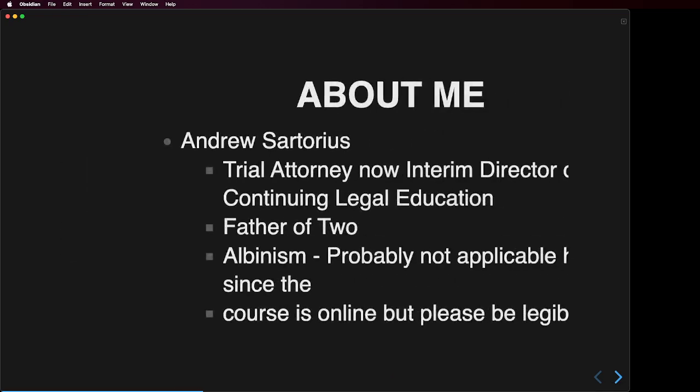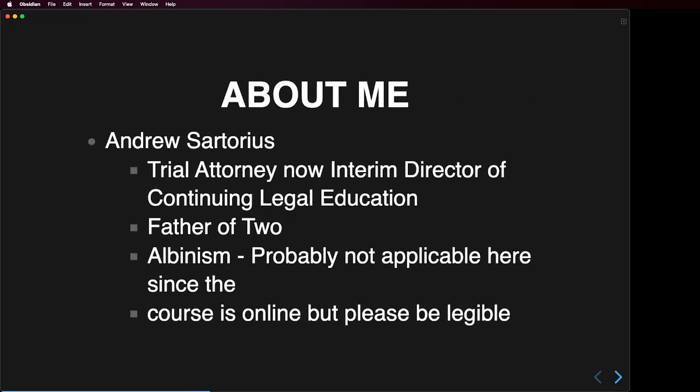So, about the course. First, about me, I'm Andrew Sartorius. I was a practicing trial attorney in Jefferson City for several years. To spend more time with my family, I transitioned to teaching lawyers how to keep being good lawyers. So I'm now the interim director for continuing legal education at the Missouri Bar. I have two kids. And I have a condition called albinism: awesome white hair, terrible vision.